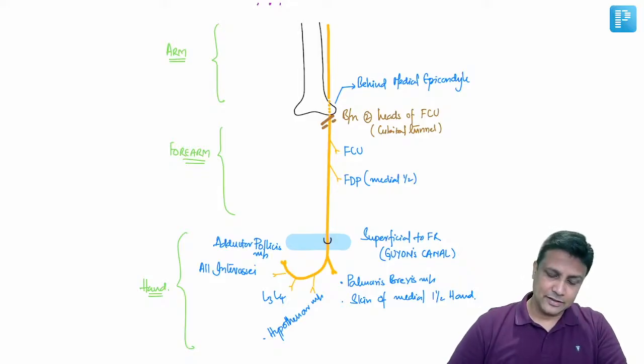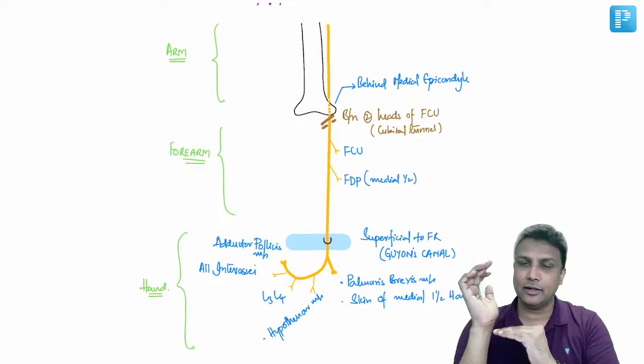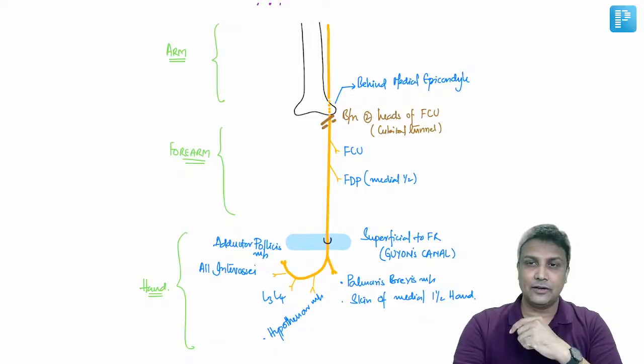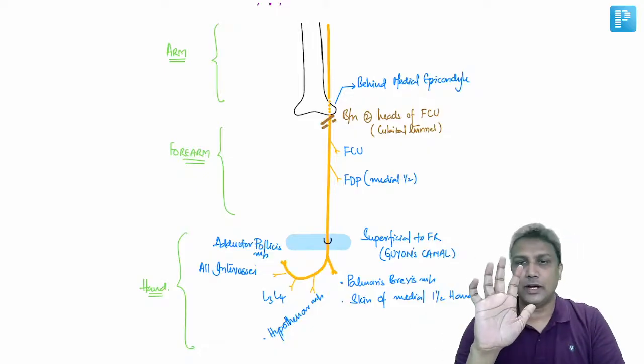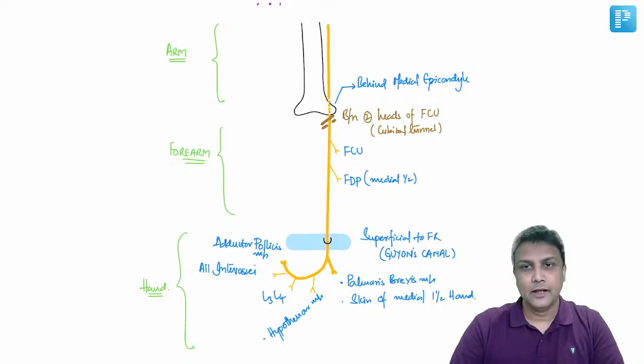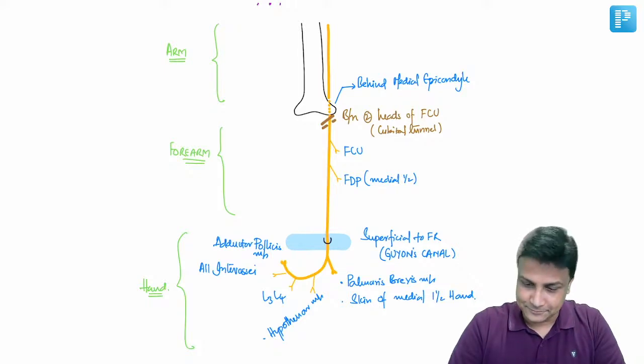Now suppose the ulnar nerve is injured here near the wrist. Almost 15 muscles of the hand will be gone. If these 15 muscles are gone, it will lead to a claw hand, and this one here will be referred to as a partial claw hand. So the nerve involved in the partial claw hand will be the ulnar nerve.